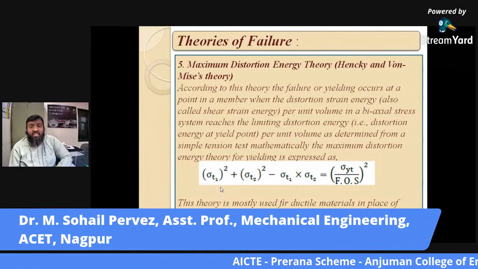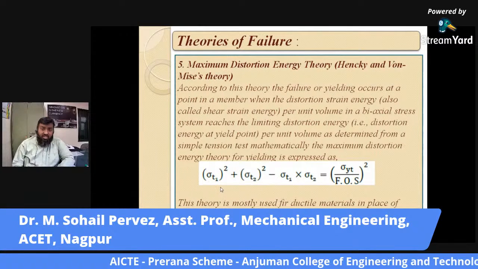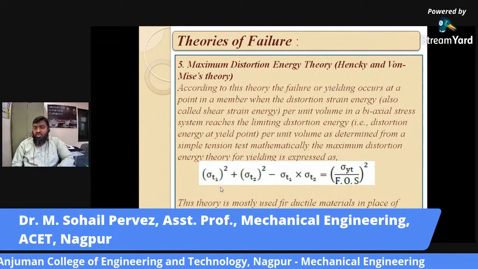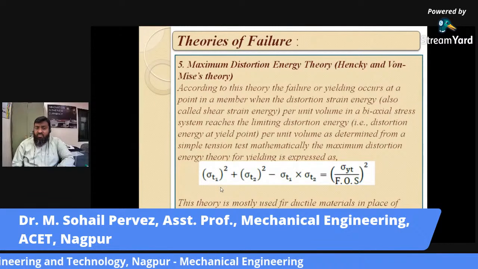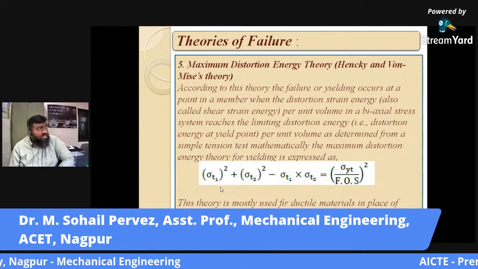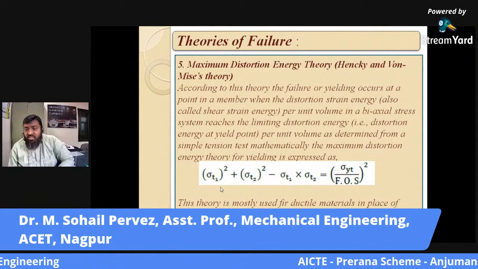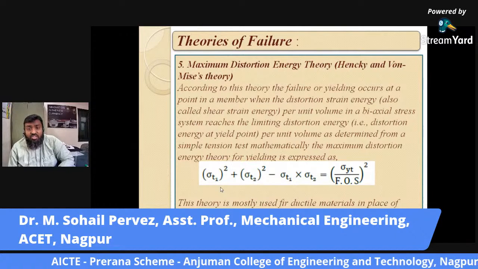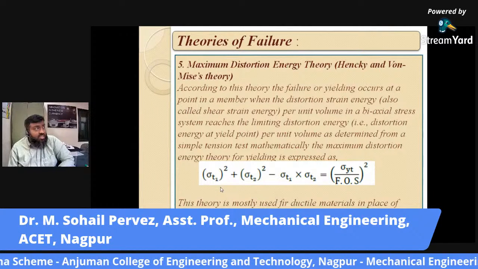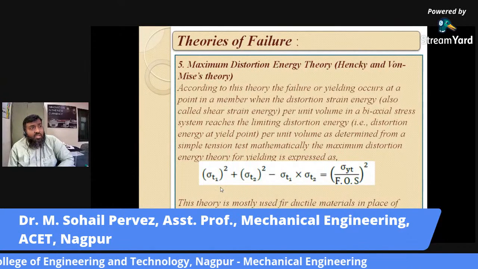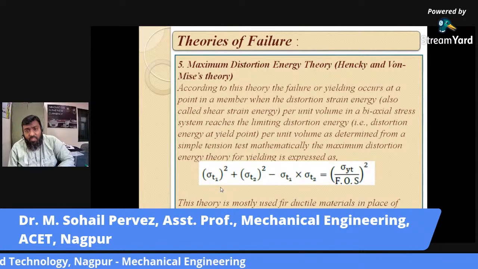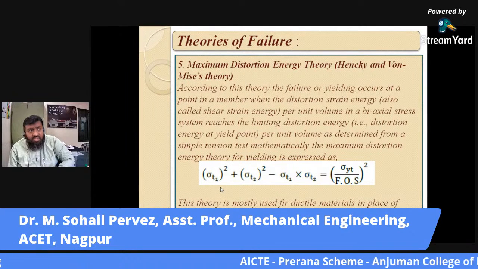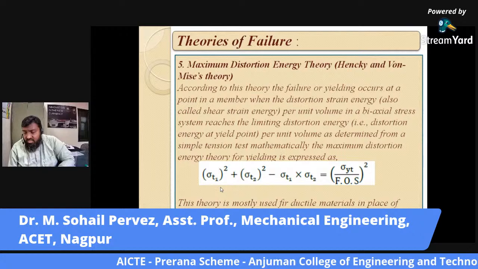The last theory is the maximum distortion energy theory, Hencky and von Mises. This theory is mostly used for ductile material in place of the maximum strain energy theory. Again, the same thing: the maximum strain energy theory is being replaced by this theory, the maximum distortion energy theory, where Hencky and von Mises are generally used in computer-aided design and analysis also. You must be very familiar with the von Mises stresses in computer-aided analysis.